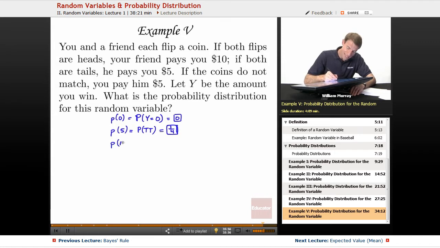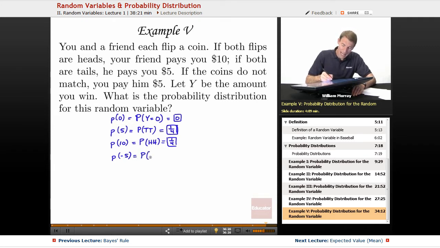Probability of you making $10 out of this experiment. For that to happen, both flips have to be heads. So you've got to see 2 heads there. And so again, the probability of 2 heads is 1/2 times 1/2, or 1/4. Now, if the coins do not match, then you have to pay your friend $5. From your perspective, that's a negative $5. We call it a win of negative $5, but you're really losing $5.